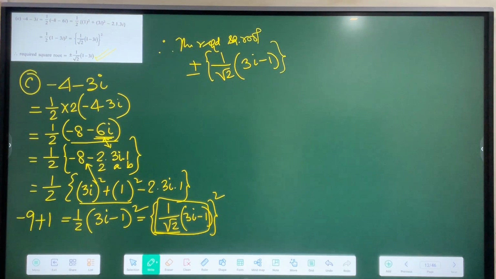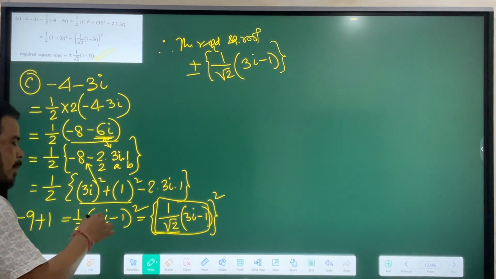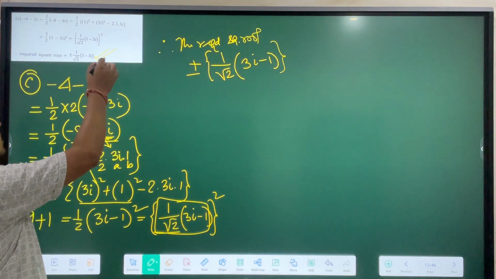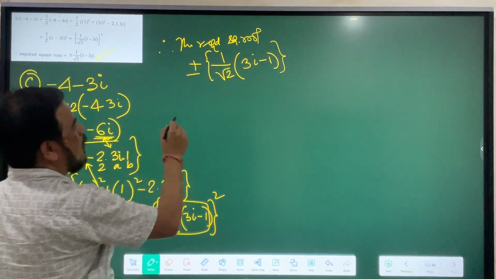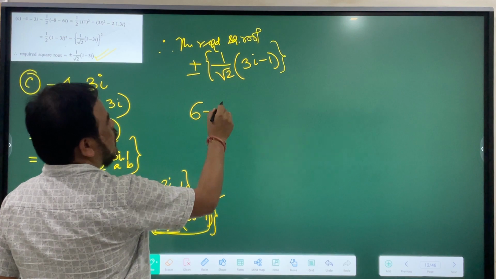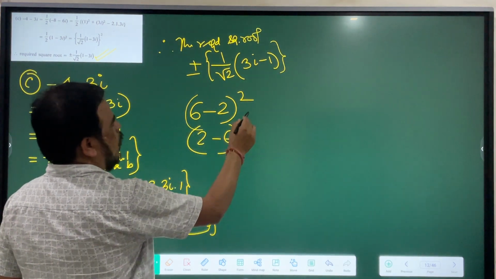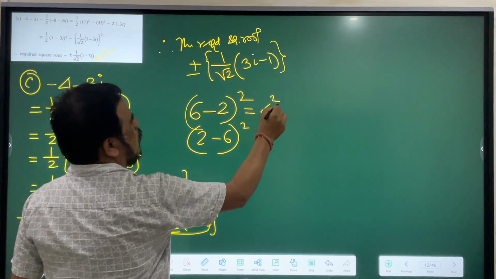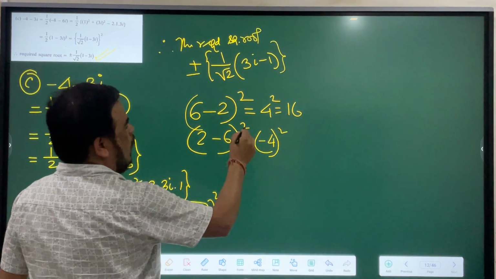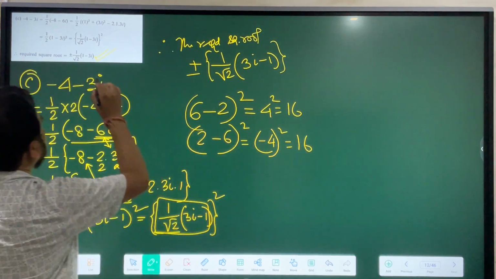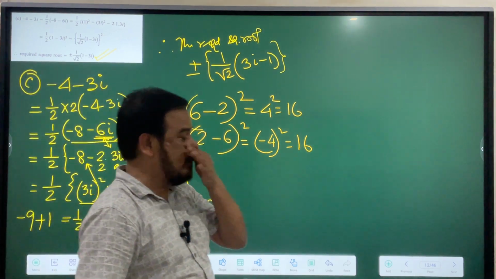No problem for that. Whole square. If you write (1 minus 3i) whole square or (3i minus 1) whole square, it will be the same. Why will it be the same? Let me show you, you may be confused. (6 minus 2) whole square or (2 minus 6) whole square, same or not? 6 minus 2 is 4, whole square is 16. 2 minus 6 is minus 4, square also 16. So whether 1 minus 3i or 3i minus 1, same thing. This is the example I have shown you, you can understand.